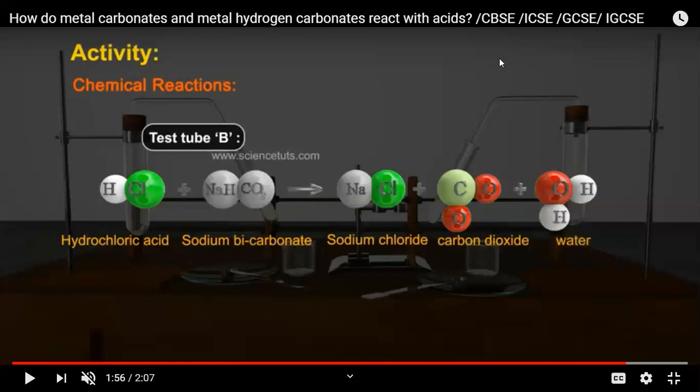Now suppose you take blue litmus solution and add it to both test tubes, A and B, which contain acid and base. You now know the concept that in case of bases, blue litmus will remain blue, and in case of acids, blue litmus will turn red. I hope the concept is clear to you. That is, how we do the reaction between metal carbonate and metal hydrogen carbonate with acids, and what happens when acids or bases react with blue or red litmus. Thank you.